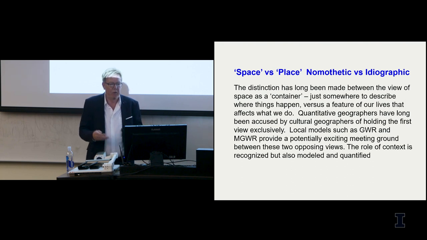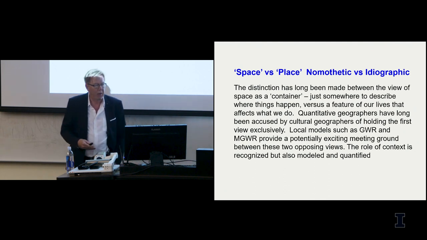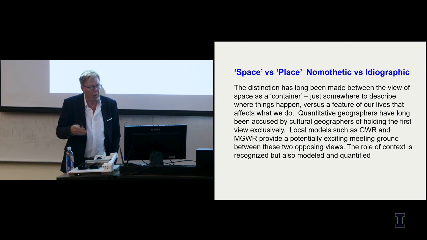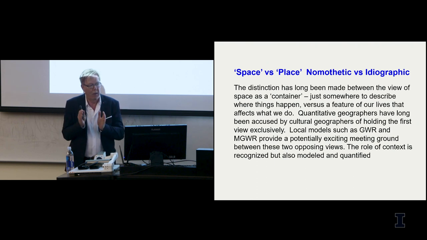And then there's the whole big debate within geography about the nomothetic versus idiographic approach, the idea of space versus place. The claim is that quantitative geographers just view space as a container. It's just where something happens, basically. Whereas cultural geographers will look at it as place, where there is something important about location which affects our behavior. And these two views have been completely separate until now. And I think that local models, such as MGWR, give us a middle ground, because they recognize the role of context explicitly.